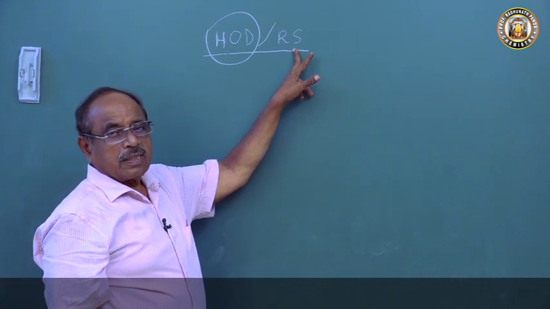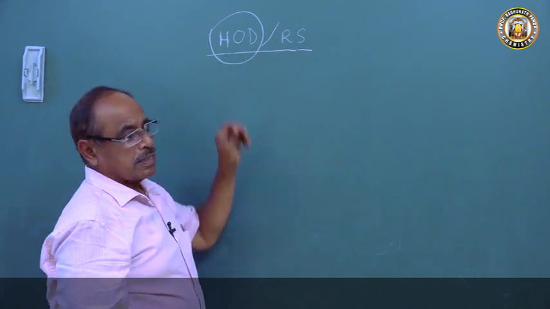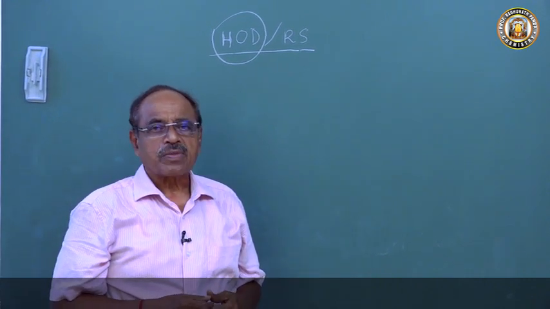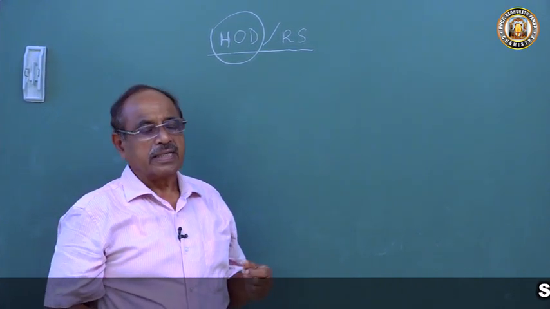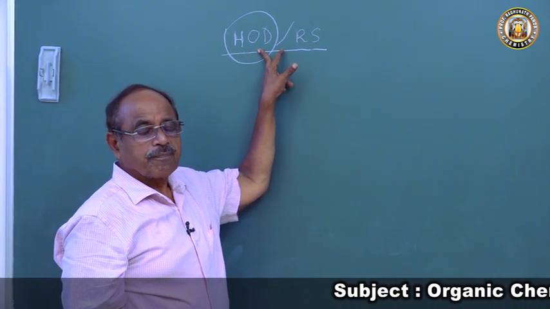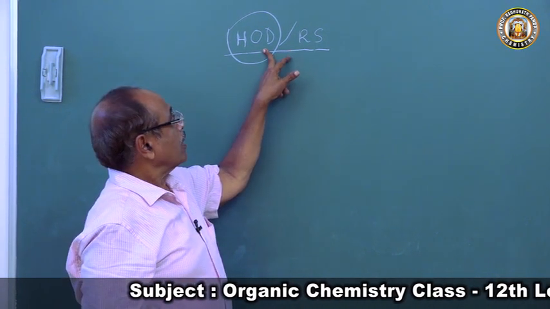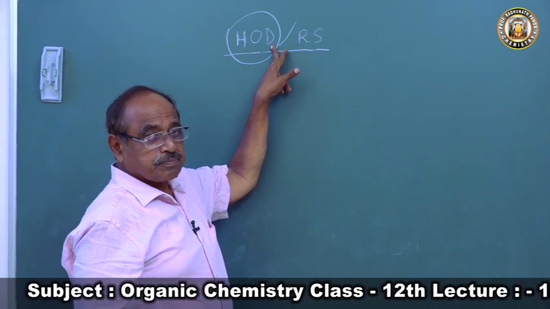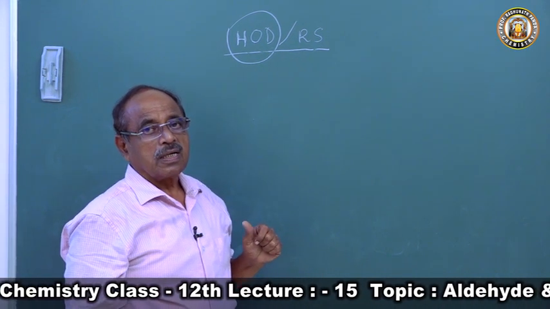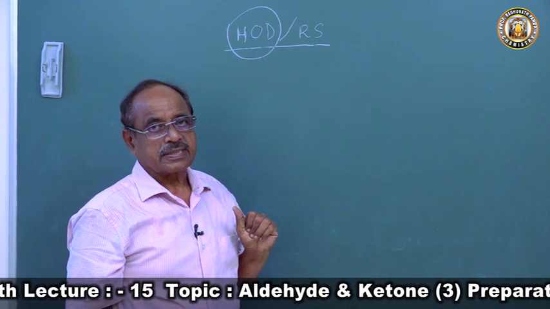specific for those of aldehydes, not for ketones. So here H is hydrolysis of alkyl gem dihalides, then hydration of alkyne, then O, oxidation of alcohols, then O, ozonolysis of alkene, then D, the dehydrogenation of alcohol, and D, dry distillation of calcium salts of carboxylates.